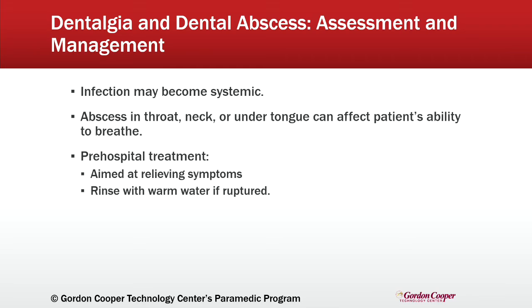If the infection becomes systemic, the patient may begin to develop fever, chills, nausea, vomiting, those kinds of things. An abscess in the throat, neck, or under the tongue can make breathing difficult. And of course, remember, our pre-hospital treatment of these is going to be primarily focused on relieving some of the symptoms. If there's drainage in the mouth, have the patient rinse the mouth out with warm water. Ideally, you would recommend that they not swallow that drainage, that they either spit it out or let it run out. Encourage the patient to be transported to a medical facility for additional treatment.